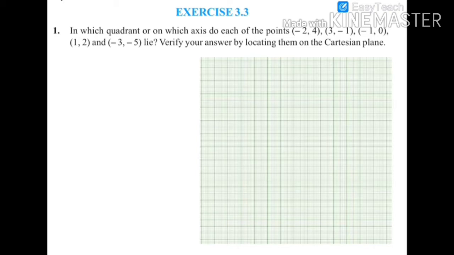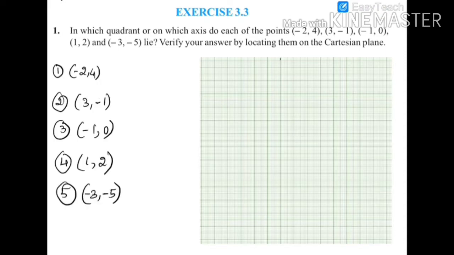So without plotting, let's first find out in which quadrant these points are going to lie. I will draw the axis so that it is easier to understand in which quadrant these points will lie. OX is the positive x-axis, OY is the positive y-axis, OX dash is the negative x-axis, and OY dash is the negative y-axis. So look at the coordinates.